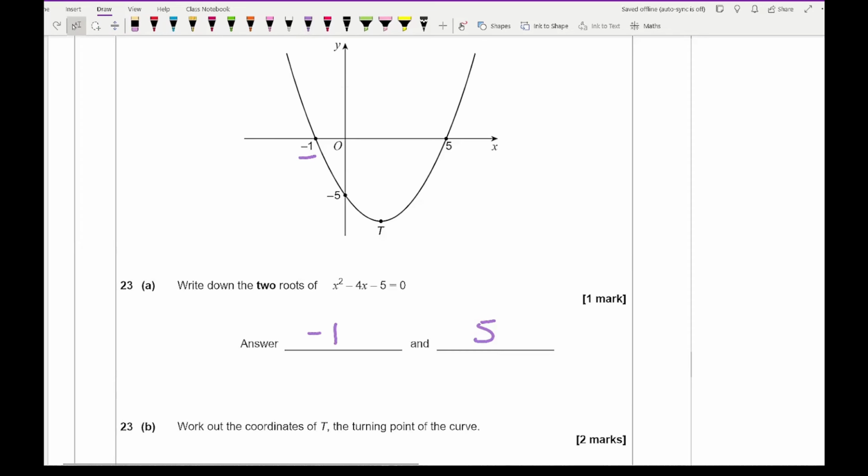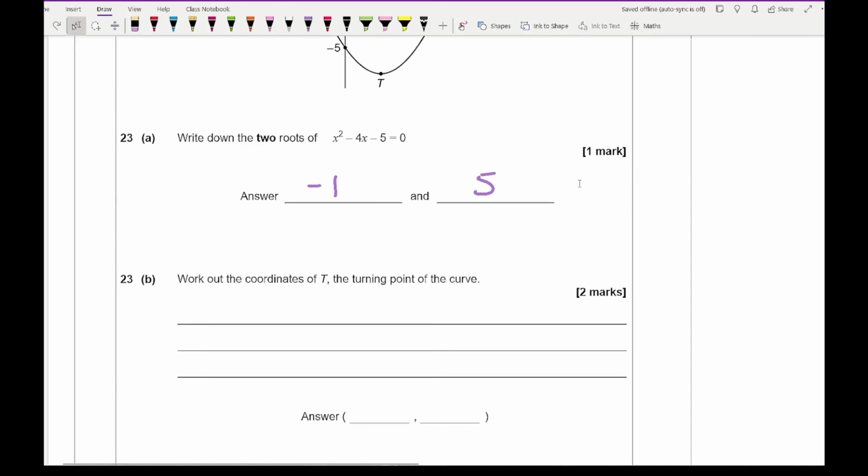Now the turning point is, as you can see right there, going to be in between the two roots. So the number that's in between minus 1 and 5 is 2. That means that the x-ordinate of the turning point is going to be 2. So I can write 2 in the first coordinate.